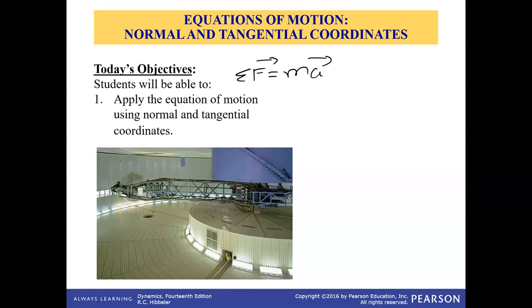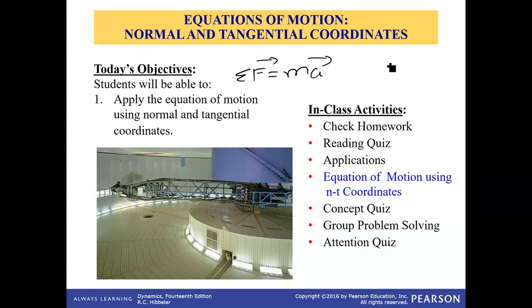We use normal tangent coordinate system when the particle has motion along a curved path. And when that happens, we define the tangential axis along the motion of the path, or tangent to the curvature of the path. The normal axis is always towards the center of the curvature, and the binormal axis is perpendicular to both of them.